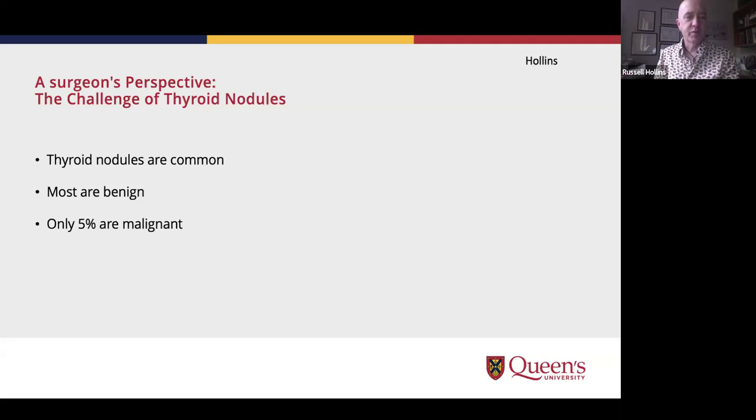From the perspective of somebody who does thyroid surgery, what I've learned over the years, and what most of my colleagues will say, is that nodules in general are incredibly common, and the vast majority of nodules are benign. Maybe 5% are malignant. You never really know for sure, but let's say somewhere between 3 and 5% of nodules are malignant. And as Robyn was pointing out, a lot of those malignancies are small papillary carcinomas that are not necessarily serious in terms of consequence.